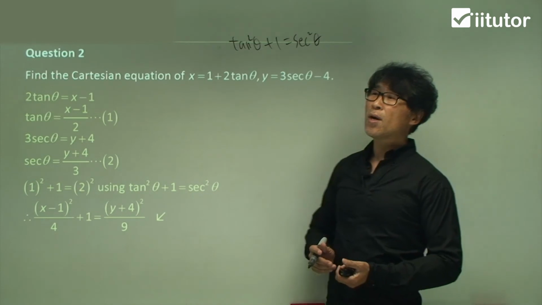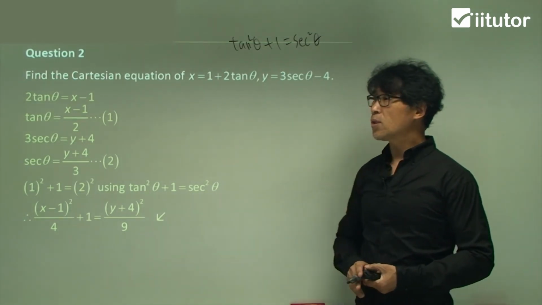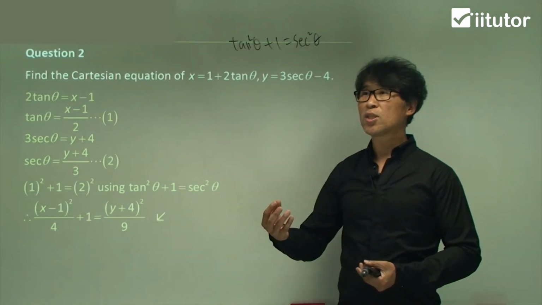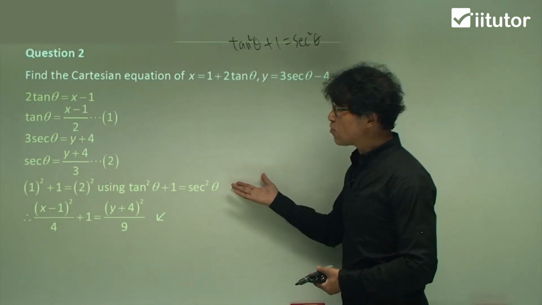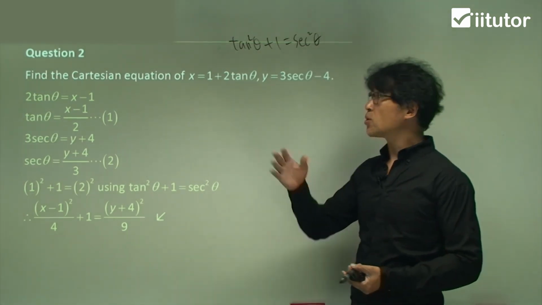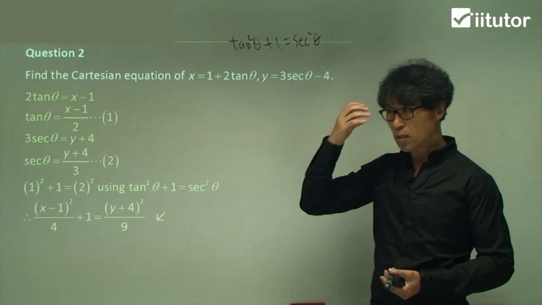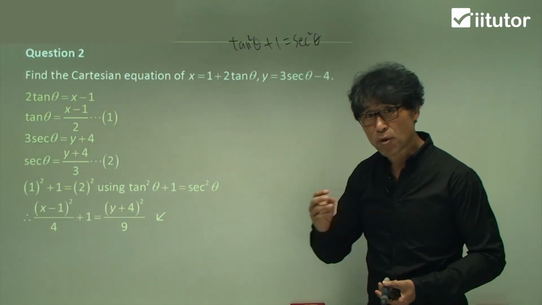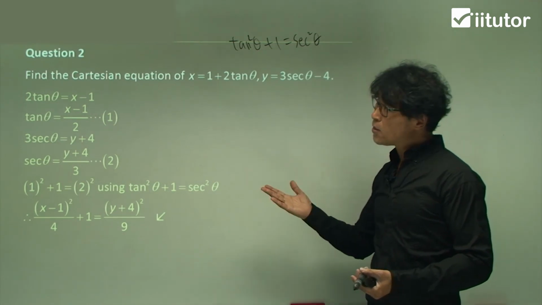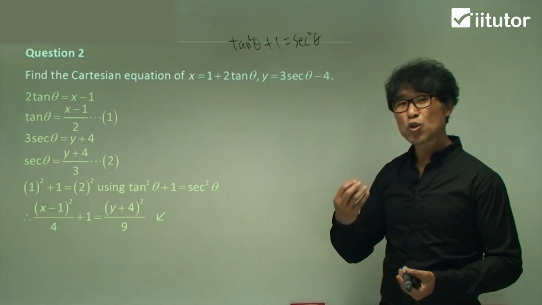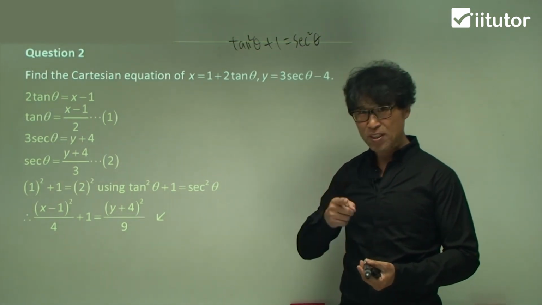So when you encounter a question in finding the Cartesian equation with trigonometric functions, always try to remember those two formulas that I nominated for you. That's the best way to eliminate the parameter. You understand that? So that's the Cartesian equation with trigonometric functions. I will see you at the next lesson.